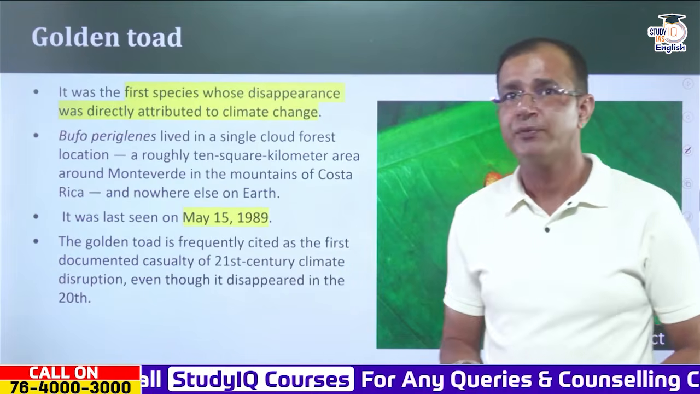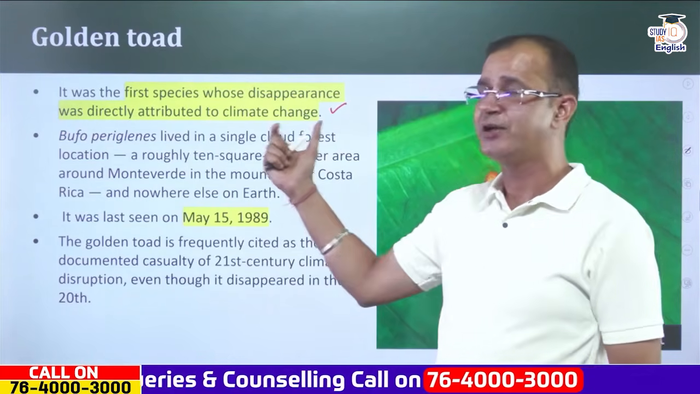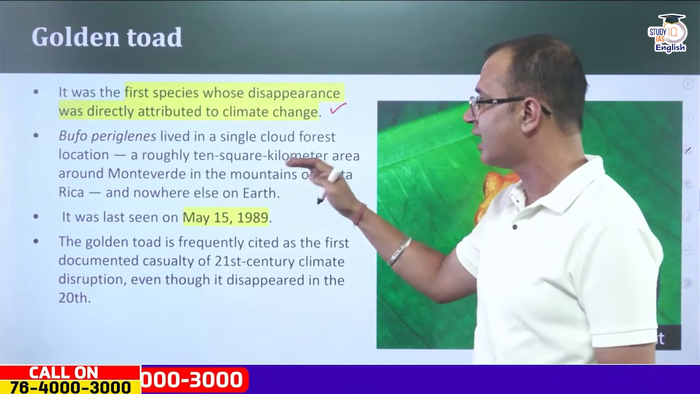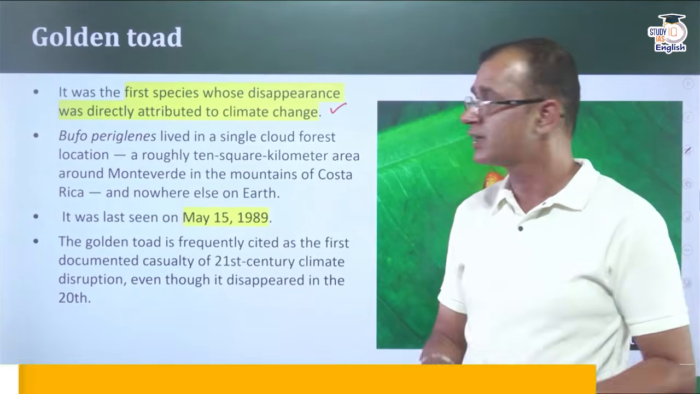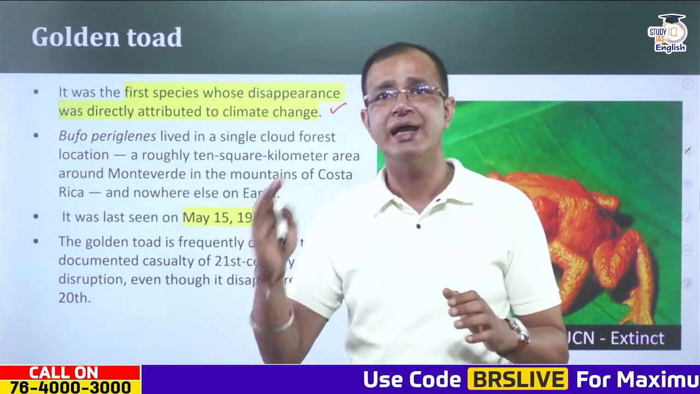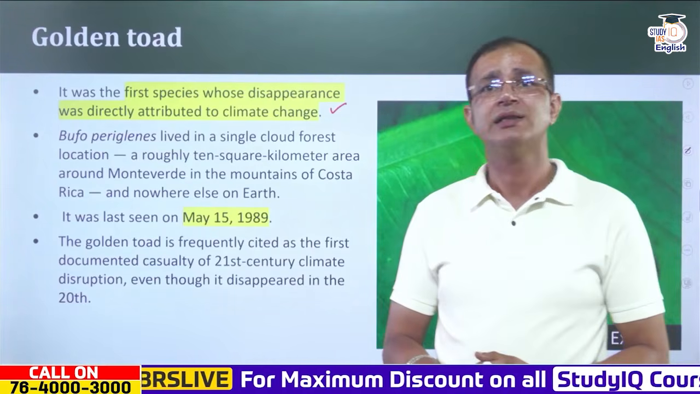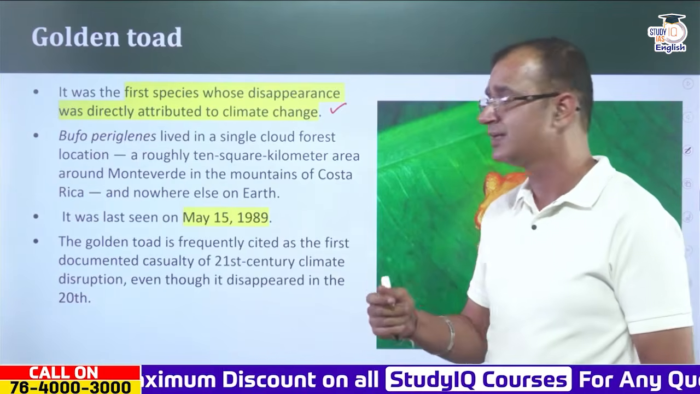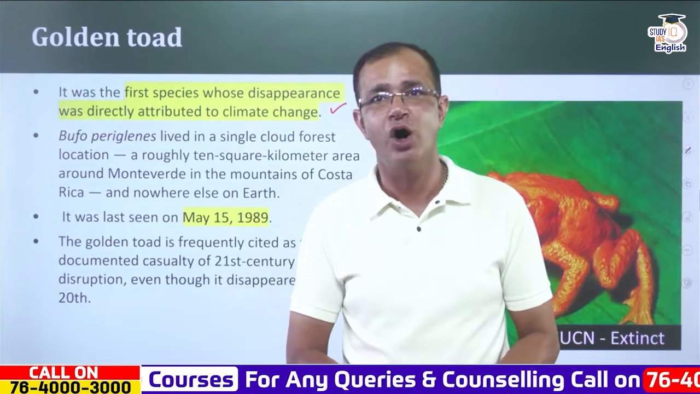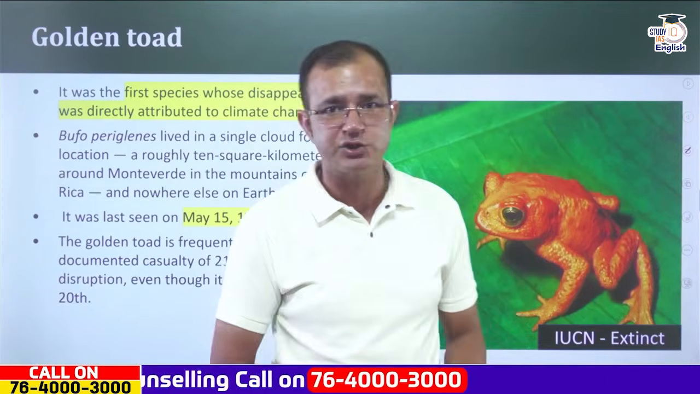Then comes the golden toad. It was the first species whose disappearance was directly attributed to climate change. Very important. The golden toad lived in a single cloud forest location, a roughly 10 square kilometer area around Monteverde in the mountains of Costa Rica, and it was found nowhere else in the world. It was last seen on 15th May 1989. It is frequently cited in the news as the first documented casualty of 21st century climate disruption, although it had disappeared even before that, in the 20th century itself.